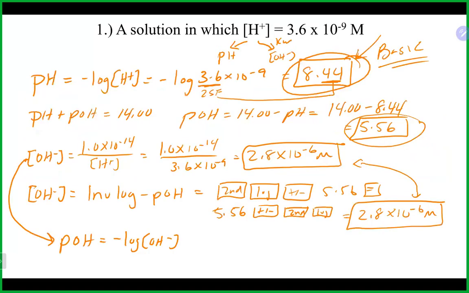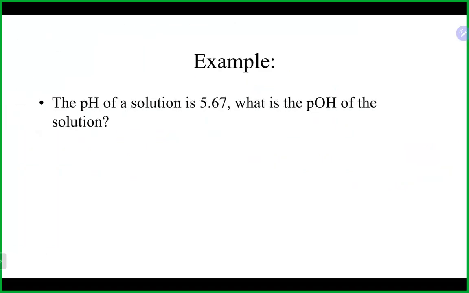All right. So let's go then and look here. The pH of this solution is 5.67. What is the pOH? And just to make sure, the OH minus concentration, the H plus concentration. And again, is it acidic, basic, or neutral?